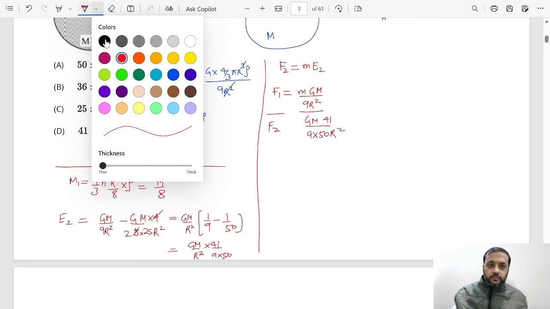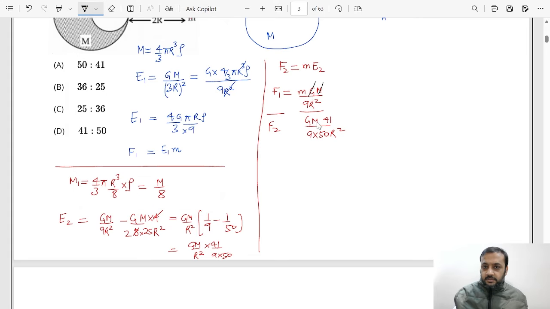Now you see what happens. The m will also get cancelled here, because this is the field, so the force will be m into E2.